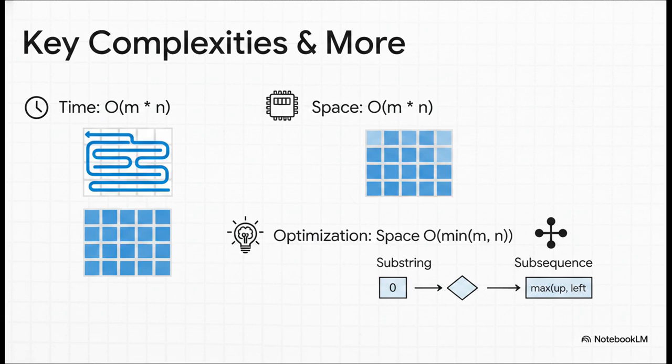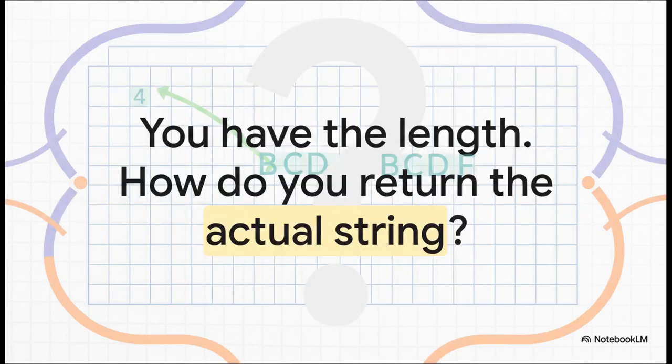Finally, be ready to explain the difference with longest common subsequence. With subsequence, if characters don't match, you don't just put a 0. Instead, you carry over the maximum from either the cell above or the cell to the left. It's a key difference. And for the final challenge I'll leave you with, this is a classic follow-up.